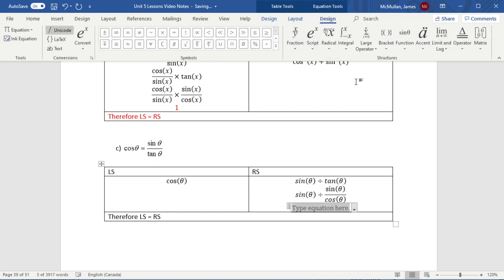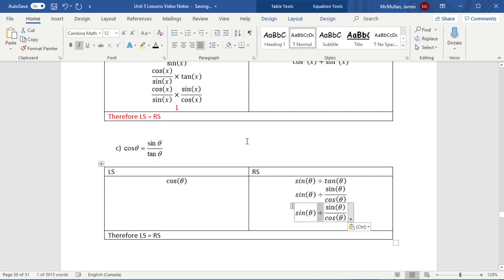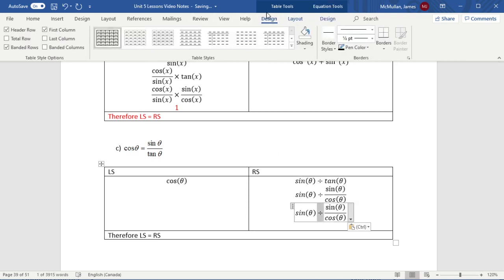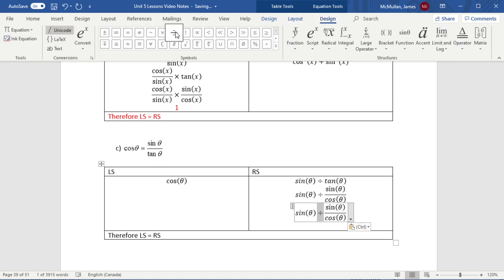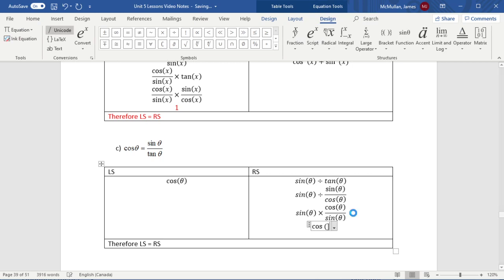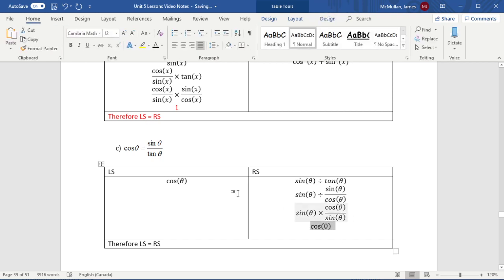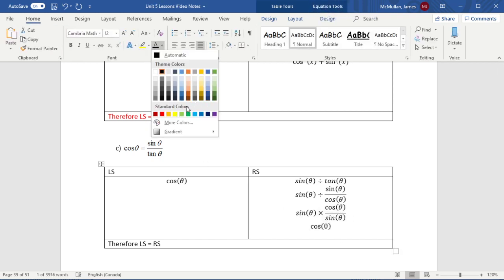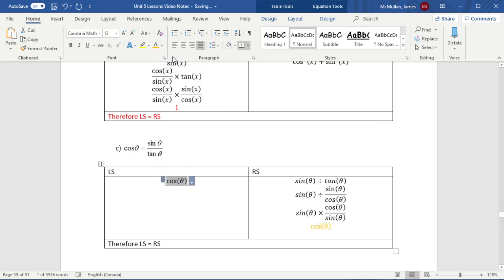And when you divide a fraction, it's the same thing as multiplying by the fraction's reciprocal. So we put the cos over here and the sine down there, and now you see that the two sines cancel, and you're left with cos theta, which is the same, of course, as what I had on the other side. So I've proven that the identity is true.